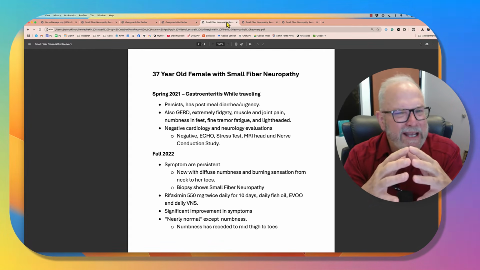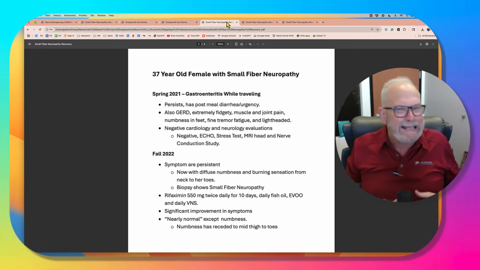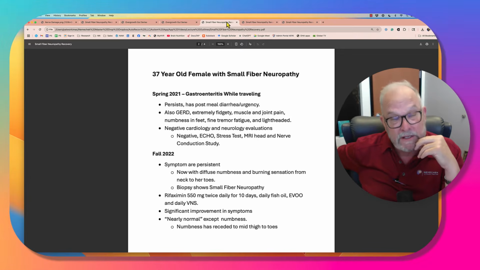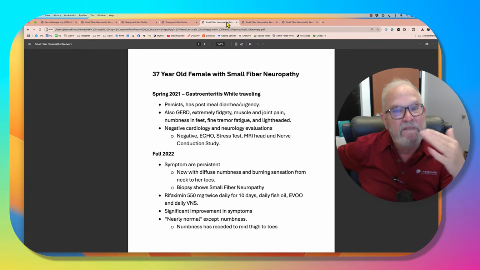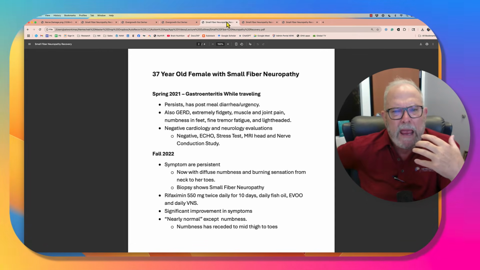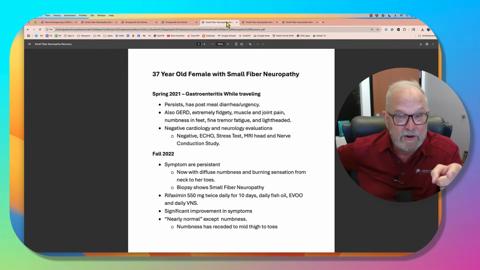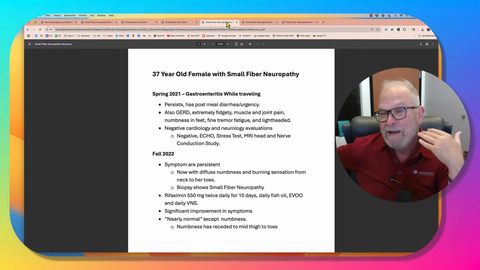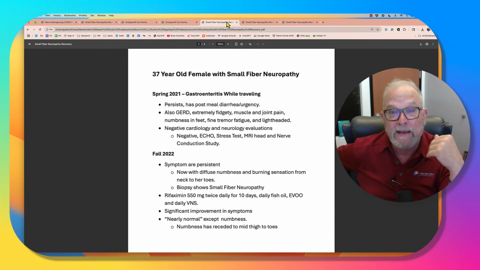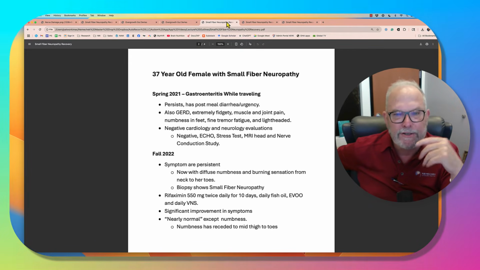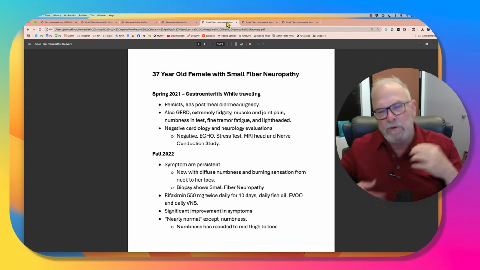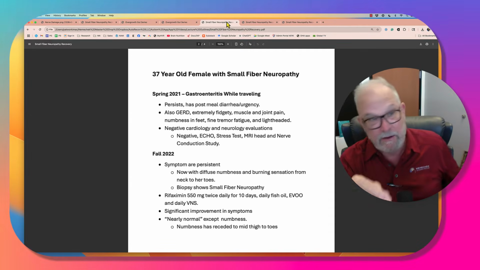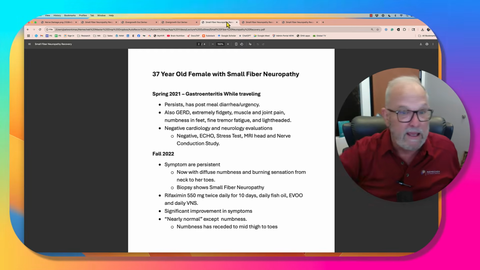It improves some, but she has some persistent diarrhea, especially the eat-and-gotta-go kind of thing. She is also developing some autonomic symptoms. She's got reflux, fidgetiness, muscle and joint pain, numbness in her feet. The numbness is her neuropathy starting, a little tremor, fatigue, lightheadedness. That's pure autonomic stuff there, low blood pressure in the brain. She sees cardiologists and neurologists. They've done an echo, which is the sound test of the heart, a stress test, an MRI of the head, and a nerve conduction study. That's looking for large fiber neuropathy. They don't find anything.